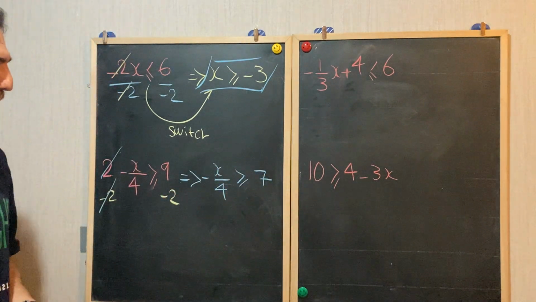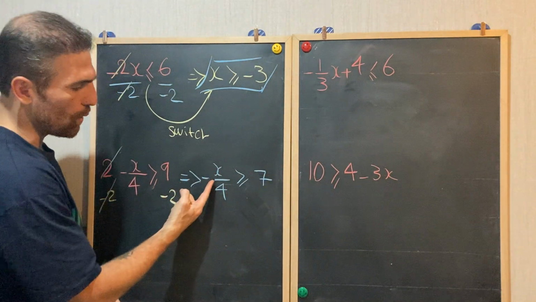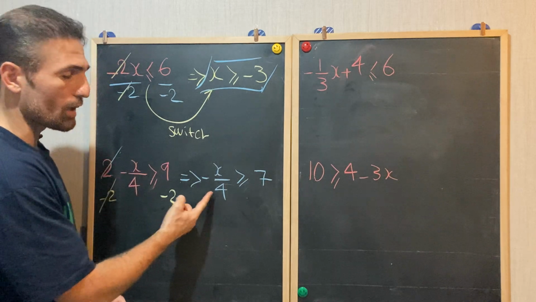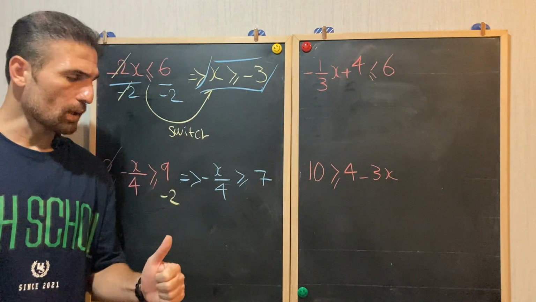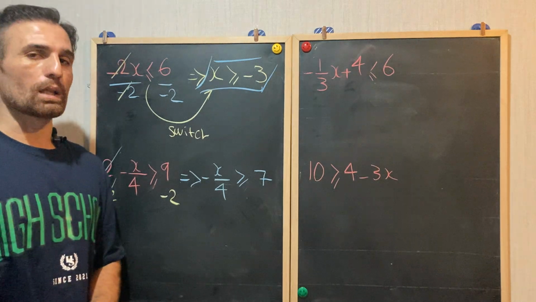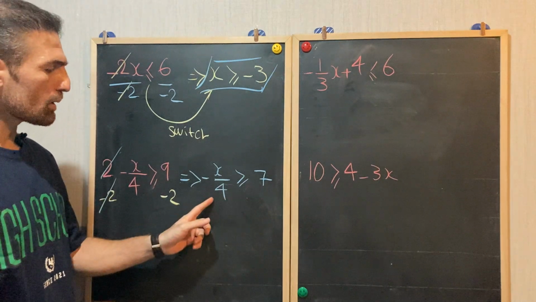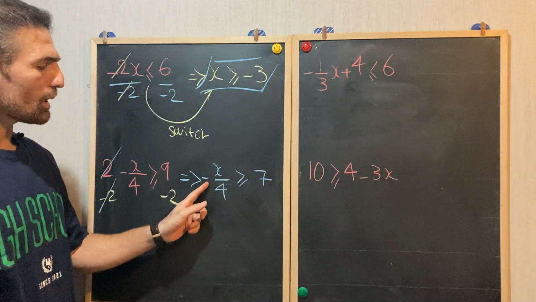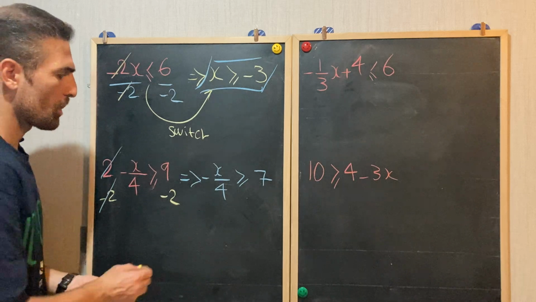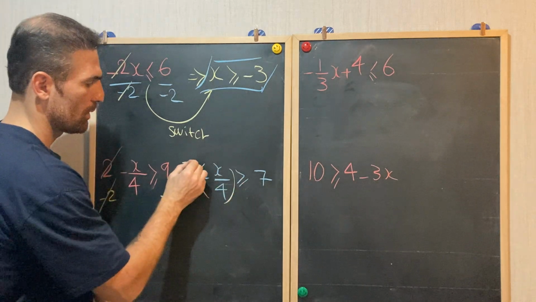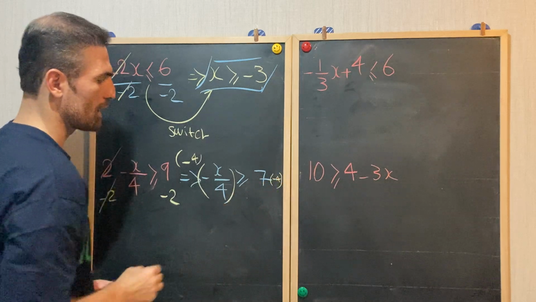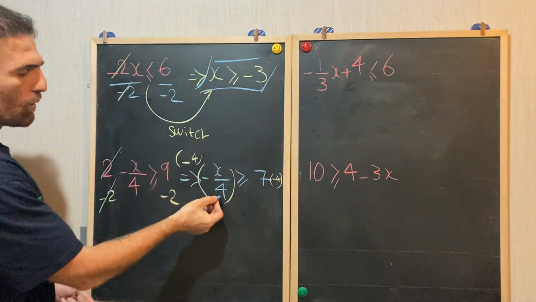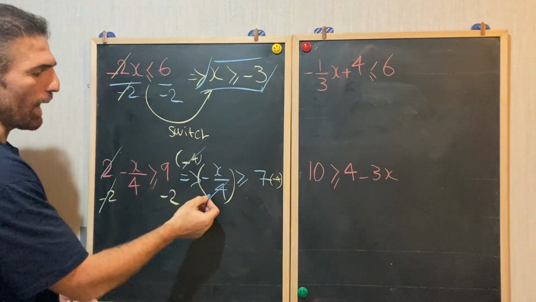What is the next step? Look here, x over 4, division. What is the reverse operation of division? Multiplication. We need to use multiplication. Both sides multiply by negative 4. Negative 4, negative 4. Okay, negative 4 cancel out.